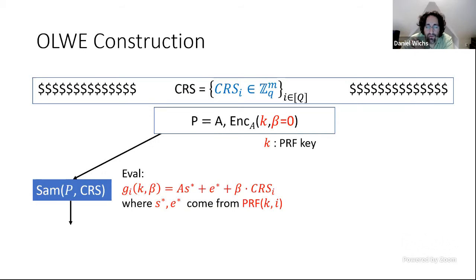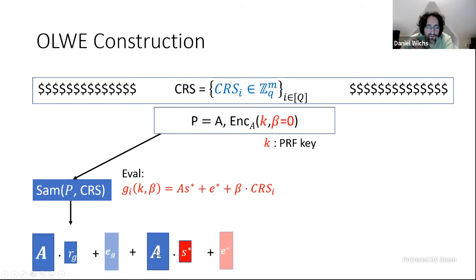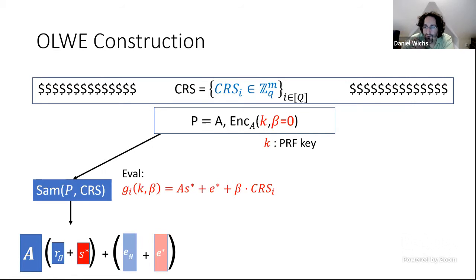Okay, and the output LWE samples are just going to be the outputs of homomorphically evaluating these functions G sub I. So the ith LWE sample looks like this. It's just some LWE sample that comes from the homomorphic evaluation plus the output of this function G_I. But the output of the function G_I is just this pseudorandom LWE sample A S star plus E star because beta is 0. Okay, so we get an LWE sample that really looks the same as what you saw before.